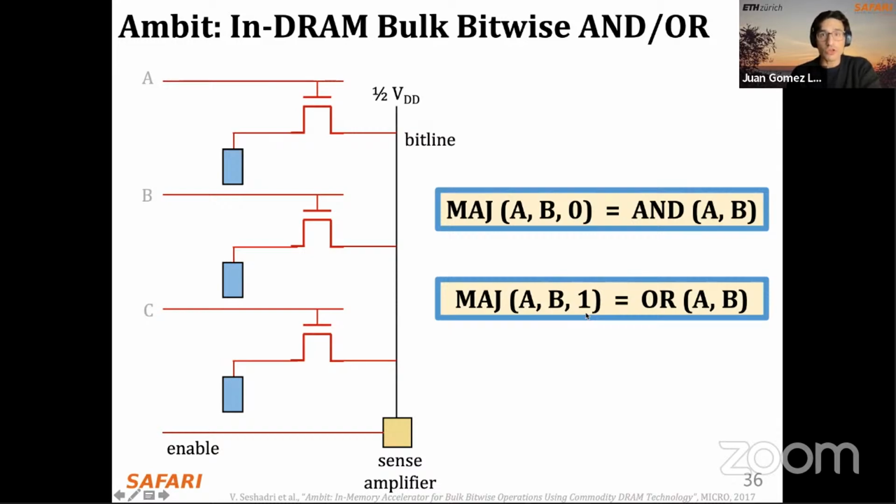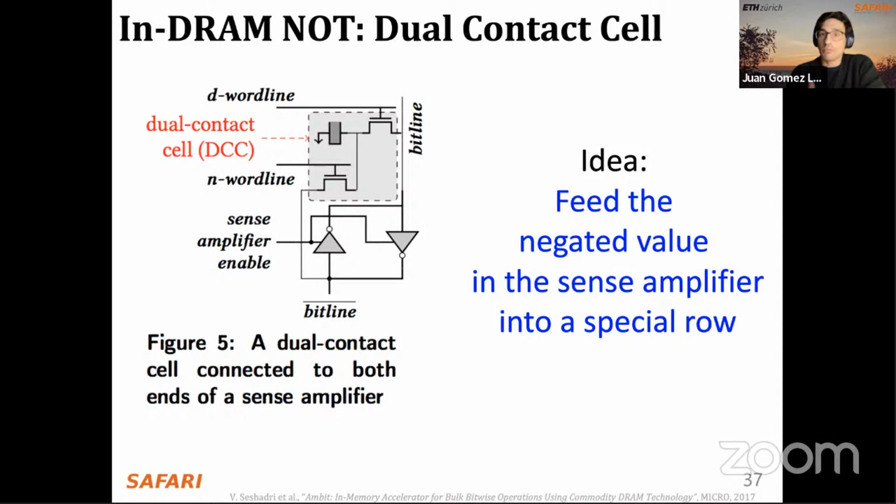But to be functionally complete, we need not only AND and OR, we also need NOT, as you know. And there might be different ways of implementing NOT. I'm not saying that the way the Ambit paper presents is the best one, but at least this is a way, and it's feasible and possible to implement. It consists of placing at least 1 row of dual contact cells.